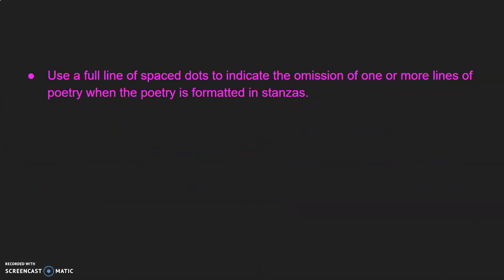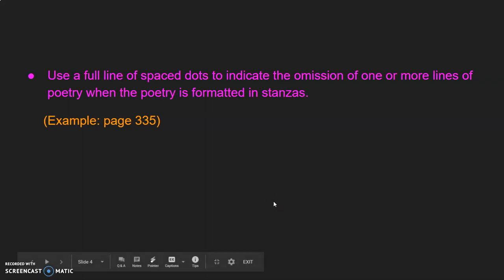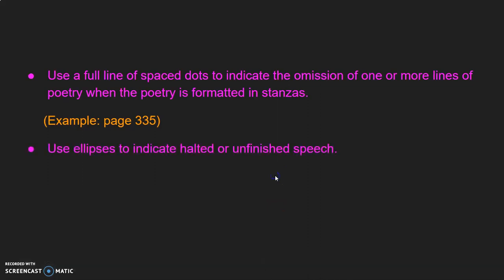Now, in your book, you can refer to this on page 335. There is another rule included where you use a full line of spaced dots to indicate the omission of 1 or more lines of poetry when the poetry is formatted in stanzas. So if that ever is something that you do in a paper moving forward, you can refer to page 335. You should refer quickly to that page and see what that would look like in the example. But let's move back into ellipsis marks for our purposes.